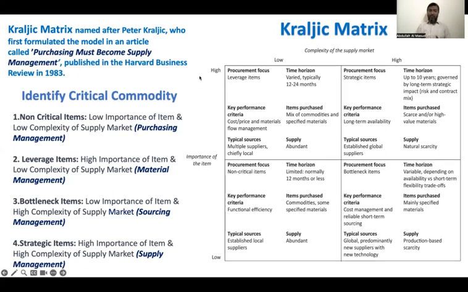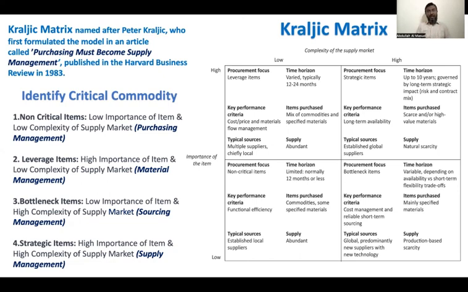non-critical items. What are the non-critical items? When the importance of the item is very low, and the complexity of the supplier market is also very low. That means both are very low. These items are known as low importance items or non-critical items. And here we do the purchase management. That means we are only focusing on the purchase management in this part. This is a non-critical category because both are very low.